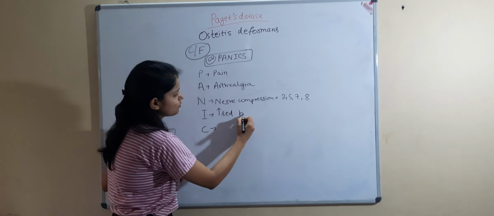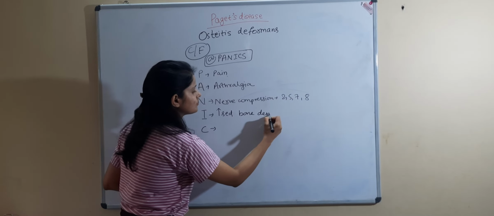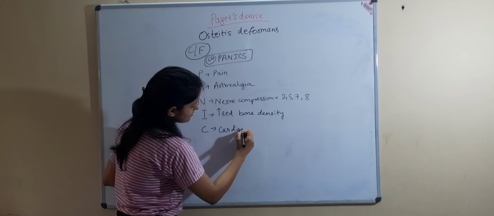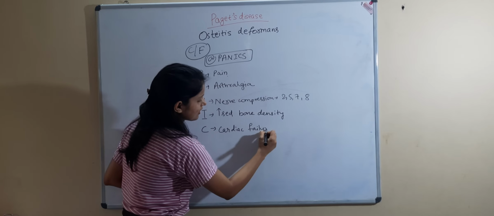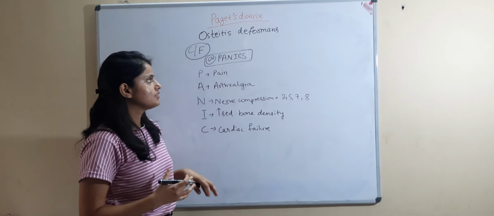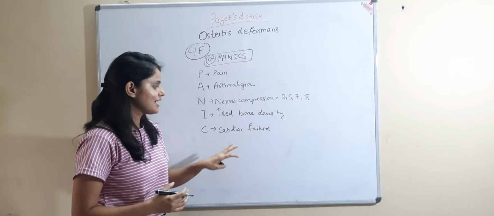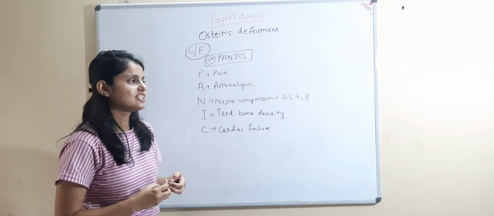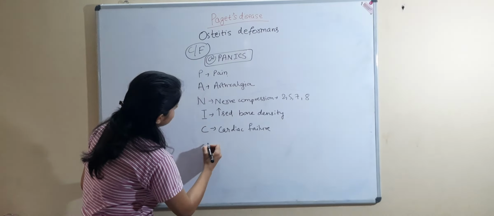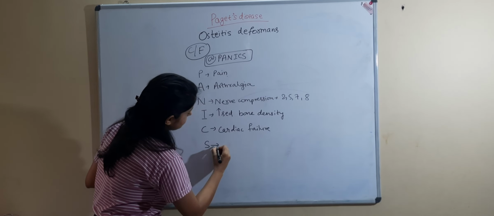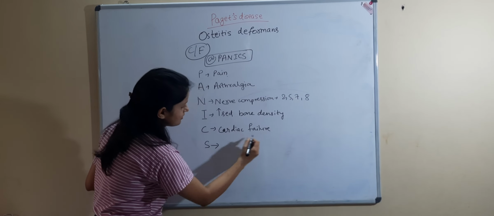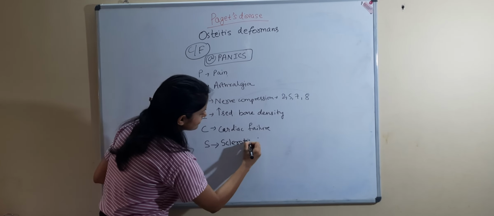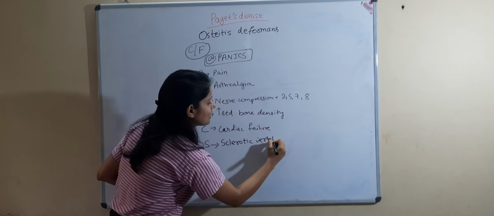There will be increased bone density, cardiac failure, as there will be too much bone formed by the osteoblasts. So the heart has to pump more blood to supply that extra bone. Sclerotic vertebra.